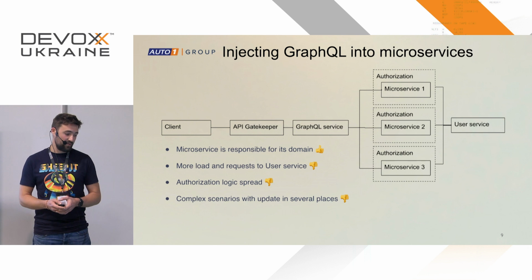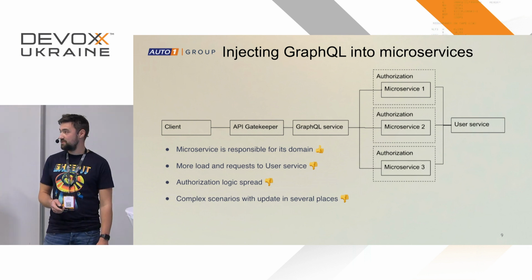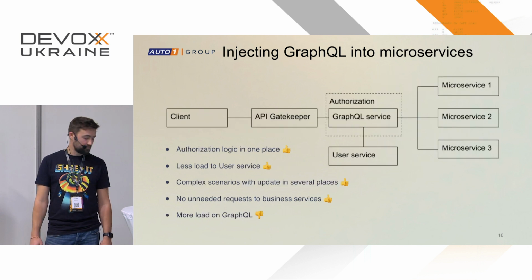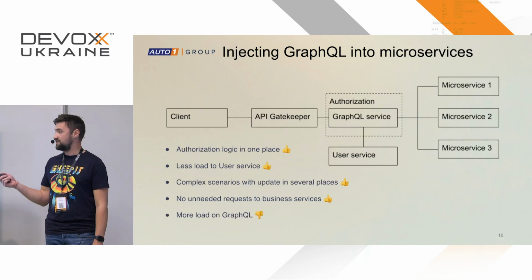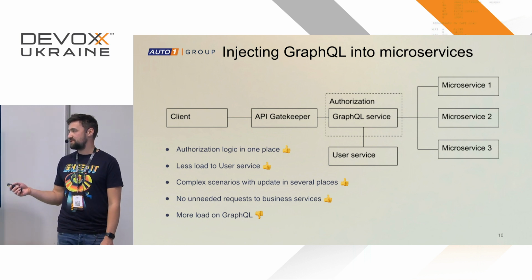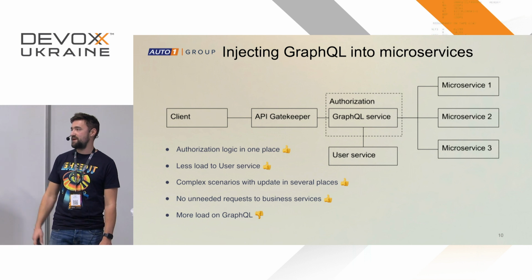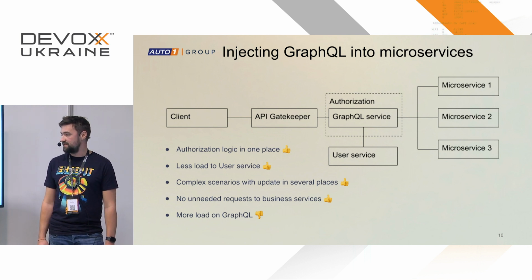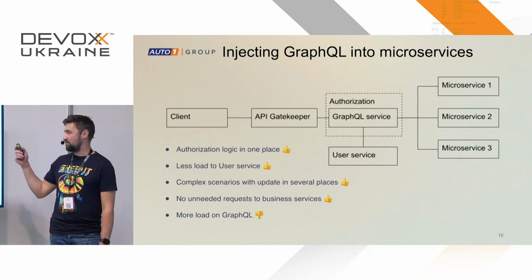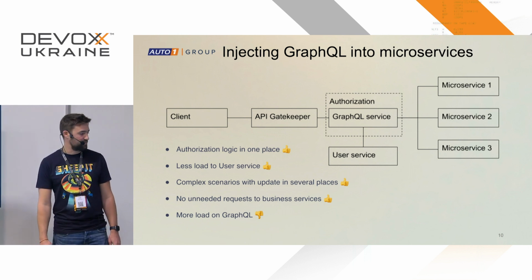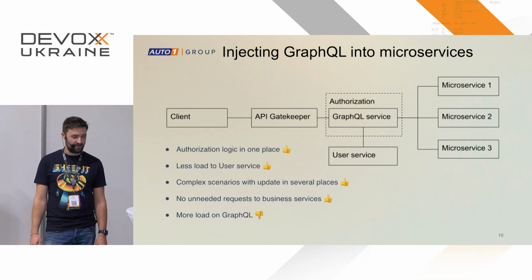So yeah, there are some advantages and disadvantages, and we decided to move forward and put it on the GraphQL level. So the authorization logic here is in one place, and it creates less load on the user service, same as with the variant with the API gatekeeper. And yeah, complex scenarios are simple. It will handle them nicely. And there will be no unneeded calls to our underlying microservices. But as a drawback, it will create a bit more load on the GraphQL layer.